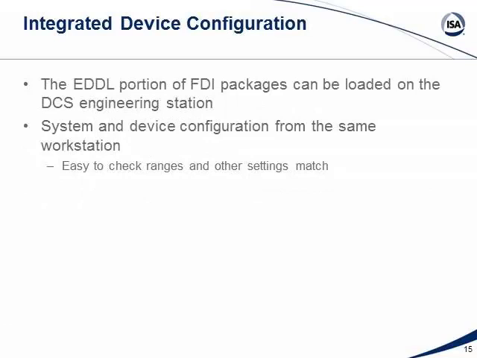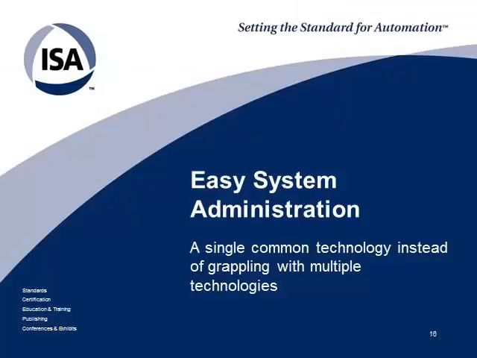Those are important elements. Integrated device configuration means the EDDL portion of the FDI package can be loaded on the DCS engineering station. Loaded means not installed. Slight difference. System and device configuration from the same workstation, so it is easy to check that ranges and other settings match, so that you can also have all this as a copy to the different systems. What you need, for example, is a device management station and an operator station.